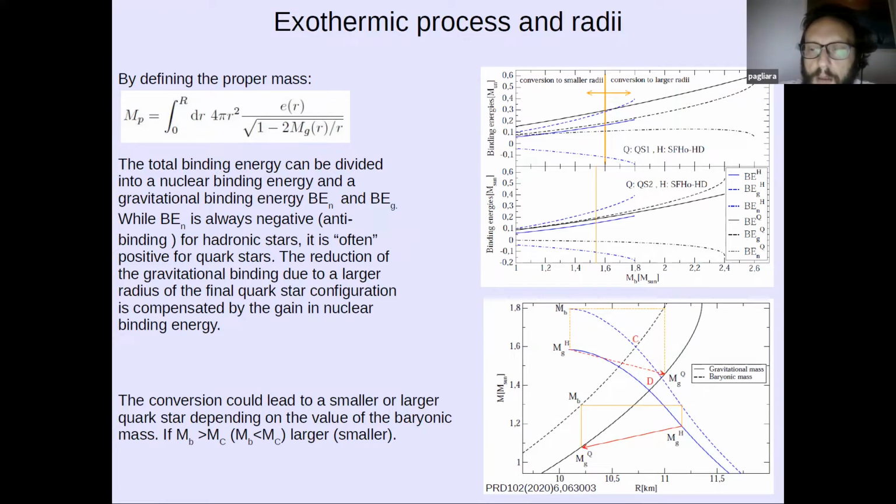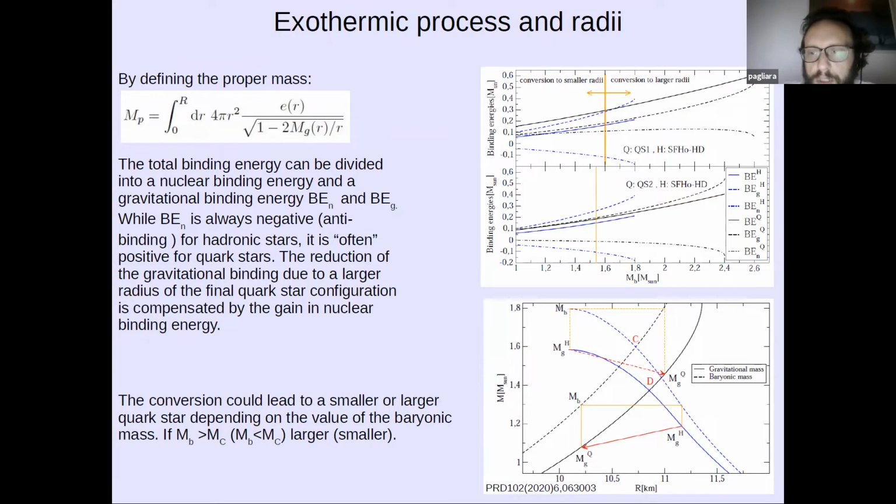And the thing is that when you have a conversion of a hadronic star, which is compact, into a star with a larger radius, this is definitely counterintuitive. How could such a process be exothermic, since it produces a star with a larger radius? The thing is that this is counterintuitive only if one does not consider the possibility of having quark stars, which are stars lacking a crust.